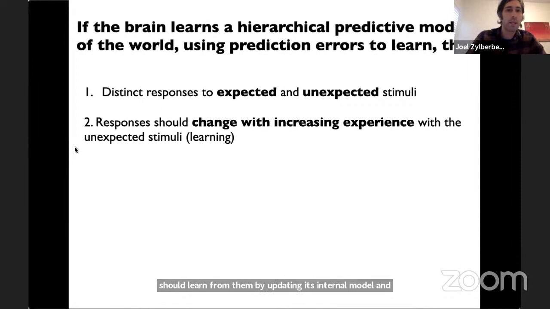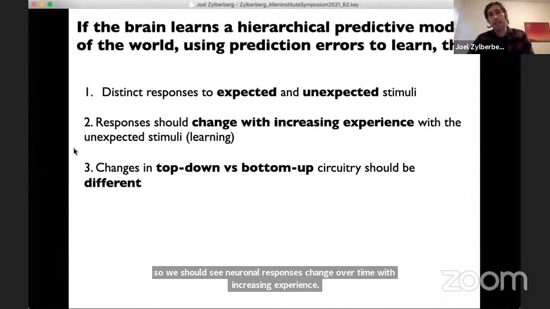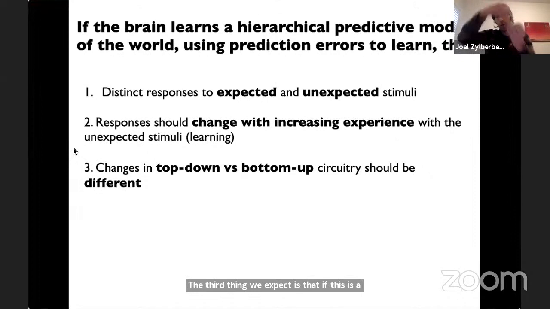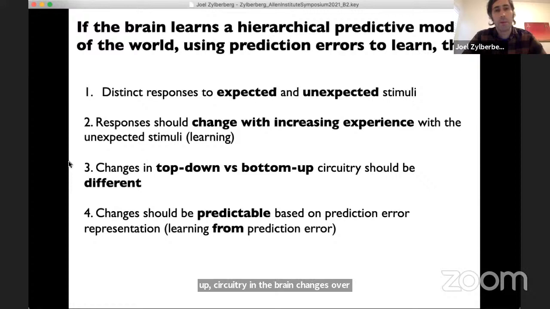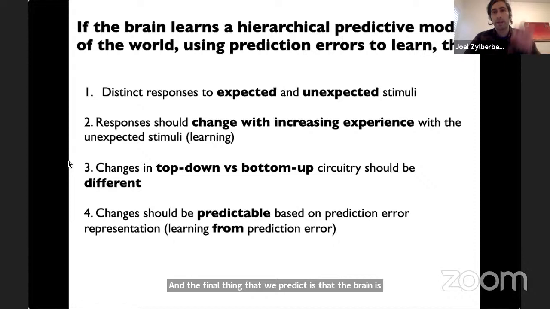The third thing we expect is that if this is a hierarchical system, so there's a difference between top-down versus bottom-up information flow, we should see differences in the way the top-down versus bottom-up circuitry in the brain changes over time. And the final thing that we predict is if the brain is actually learning from the prediction errors, then we should be able to predict on a neuron by neuron basis how much they're going to change over time based on how strong their prediction error signals are. Basically, the idea that strong prediction error signals might be predictive of large subsequent changes.